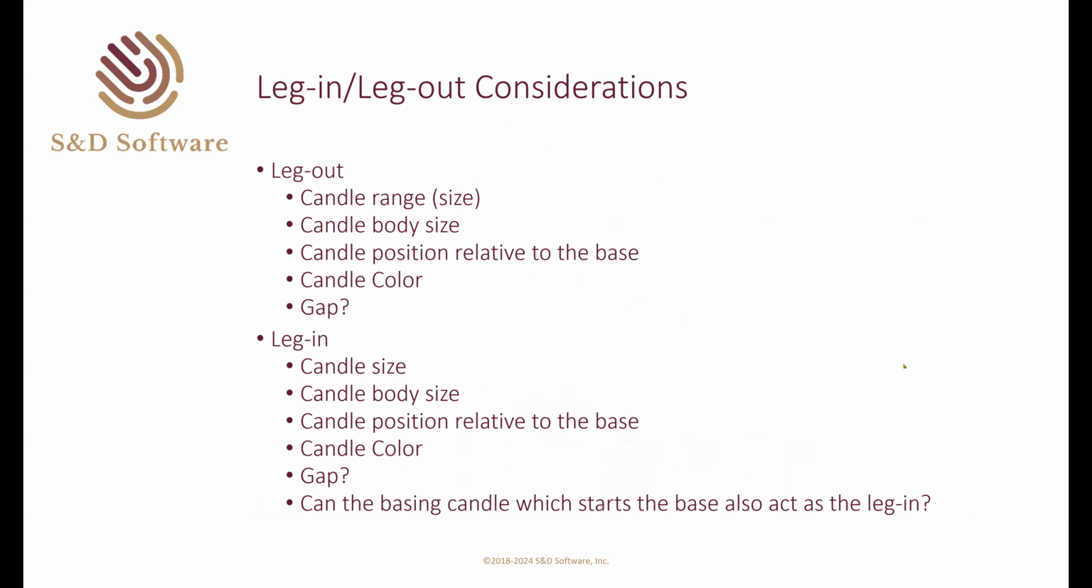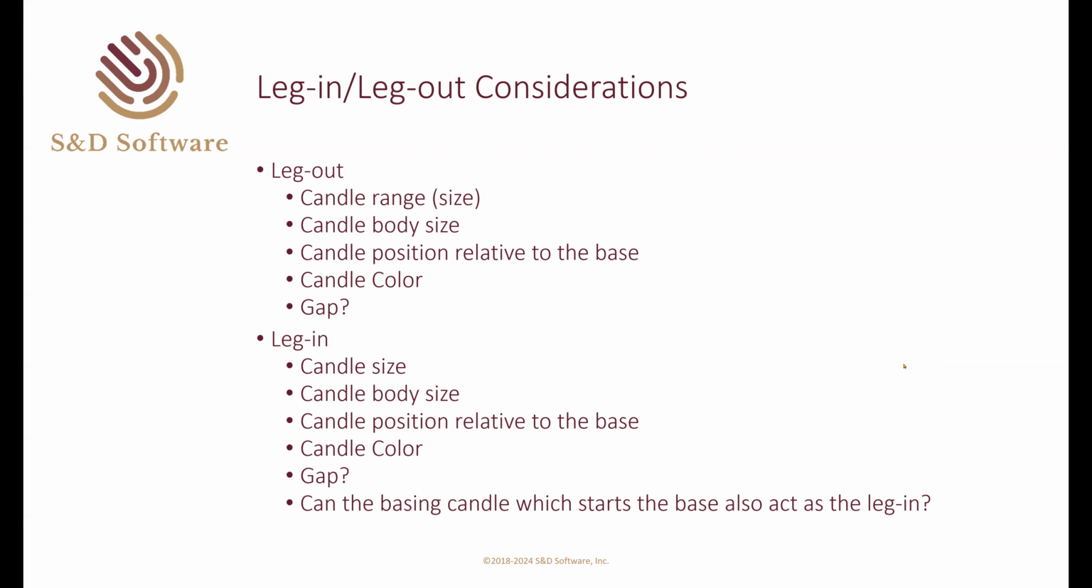So what are some of the things we're going to look at? Well, we're going to be looking at the leg in and leg out carefully. We're going to be looking at the size of the leg in and the leg out candles. We're going to look at how much of those candles reside in the body versus the wicks. We're going to look at the candle position relative to the base. We're going to look at the actual candle color and if there was an actual gap. So did we have a gap into the base? Did we have a gap out of the base?